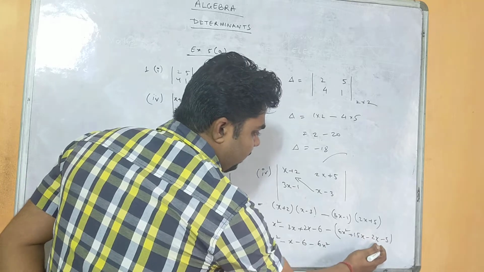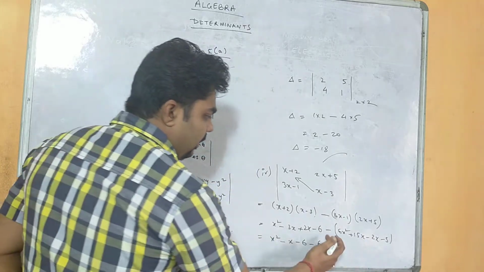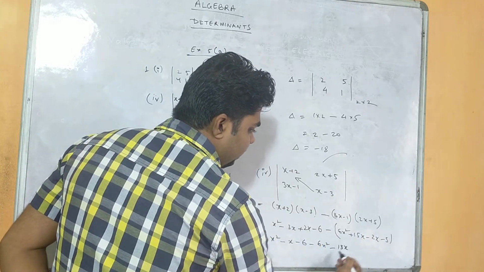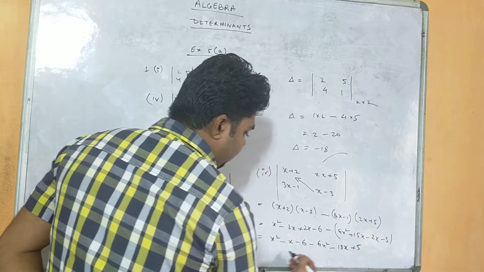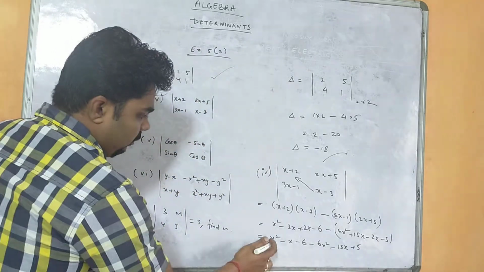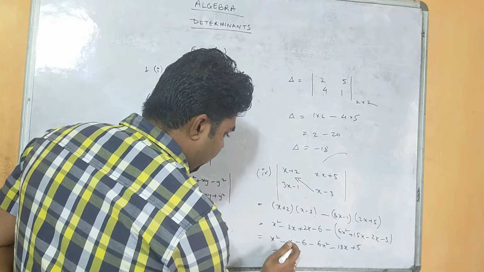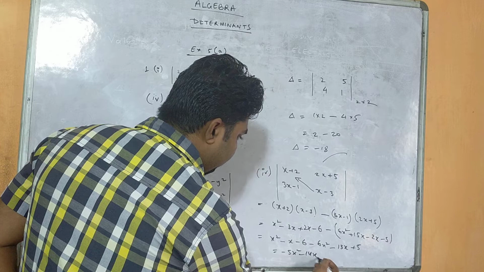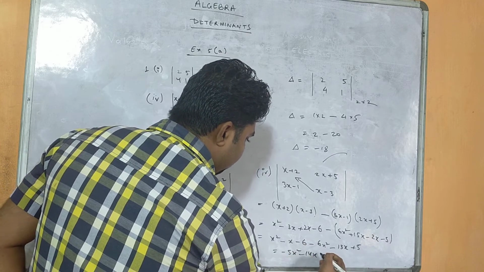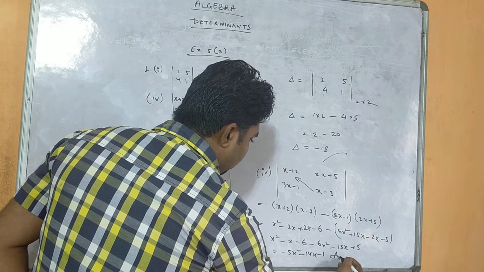Now 15 minus 2 is 13x, minus is outside, so minus 13x, plus 5. Now we will solve this one. x square minus 6x square, that is minus 5x square, minus x minus 13x, that is minus 14x, and minus 6 plus 5, that is minus 1. So this will be our required answer.